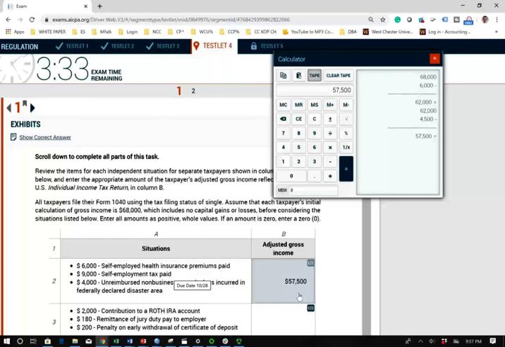Here's the gross income. Here are the three factors. Which one of them is deductible for AGI? It's as simple as that. So notice it's just a multiple choice in a different format.